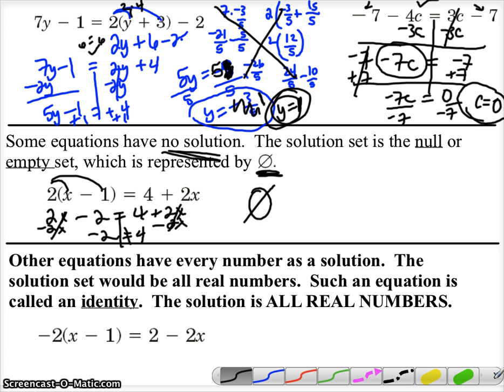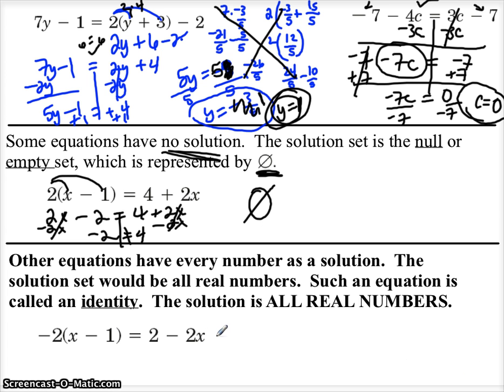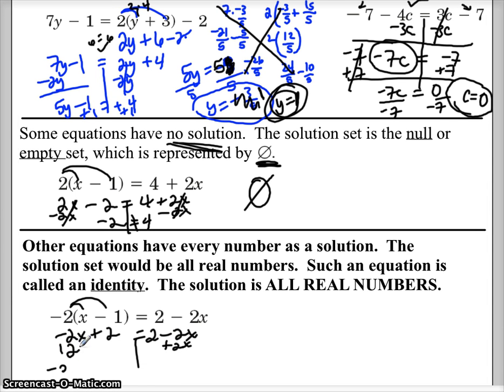All right, now other equations have every number as a solution. The solution set would be all real numbers. Such an equation is called an identity. So let me show you this one. You have negative 2x, and then negative 2 times negative 1 is plus 2 equals 2 minus 2x. So putting the variables on the same side, add 2x. Negative 2x plus 2x cancel. You get 2 equals 2.